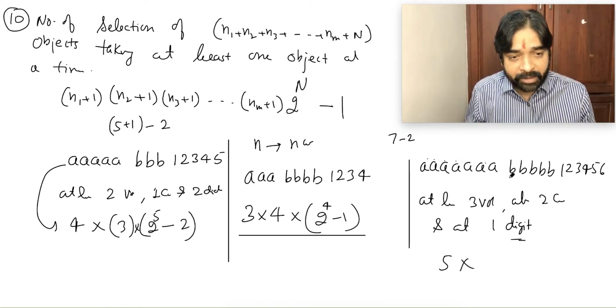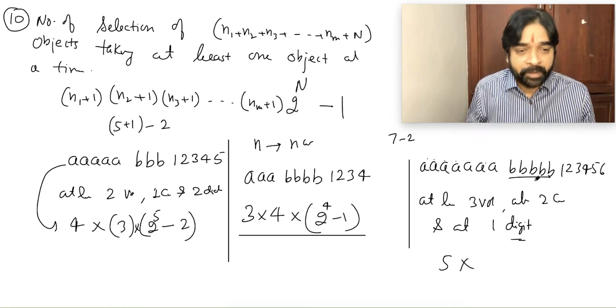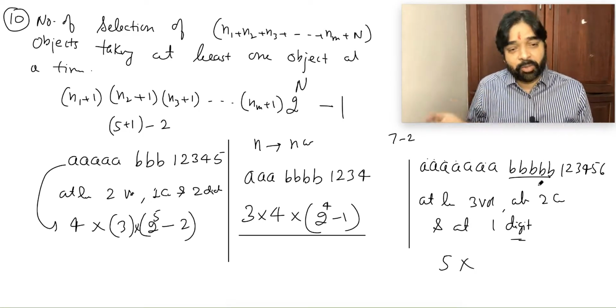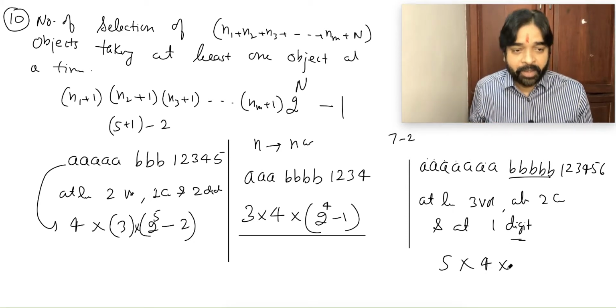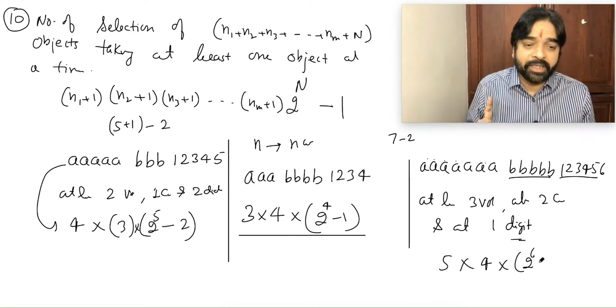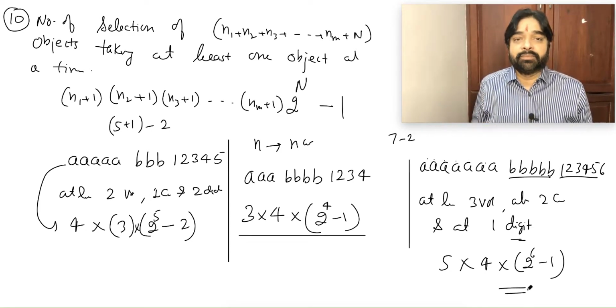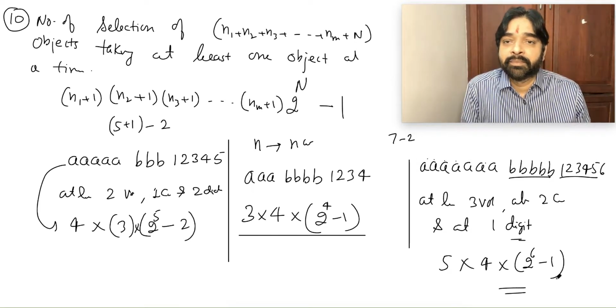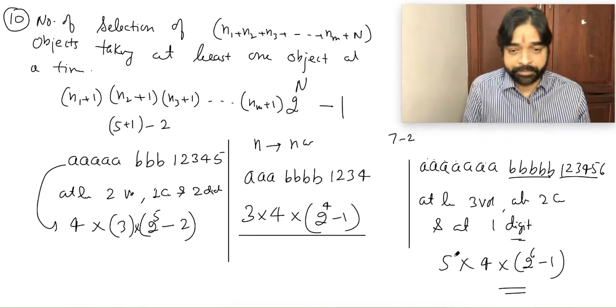And at least 2 consonants. That means the 5 is at least 1, so minus 1, 4, into 2 power 6, any number of digits, minus 1. This will be the answer. How many of you got it? Chali.